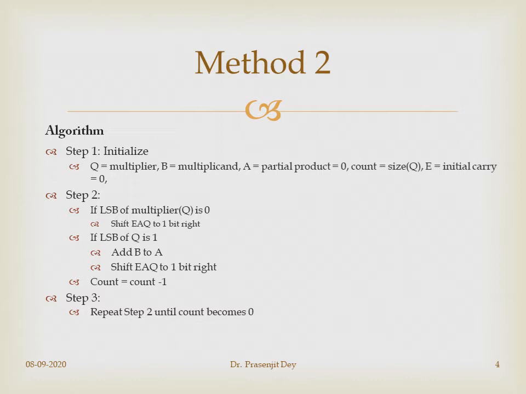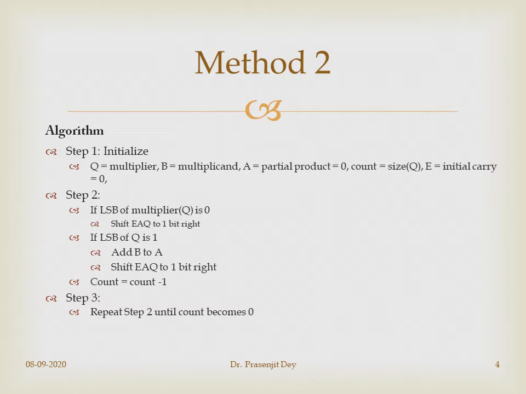Now in this particular algorithm, if the last bit of the multiplier is 0, in this case we shift the whole block of E, A and Q, where E is the initial carry, A is the partial product, and Q is the multiplier. We shift that by 1 bit to the right.